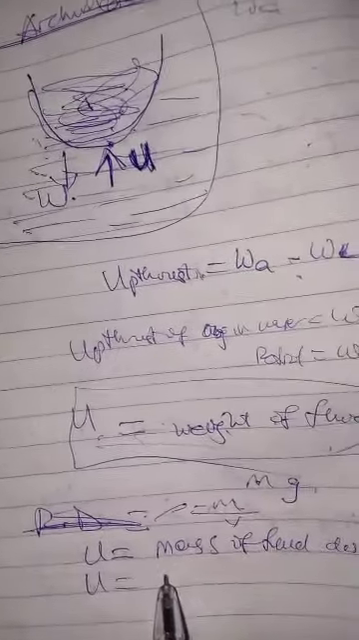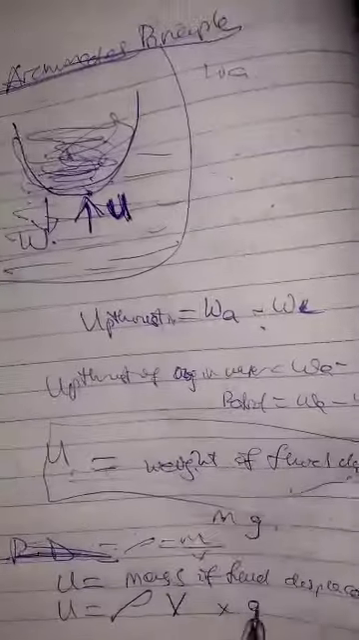Then upthrust is what? What's the formula for mass? Density is equal to mass over volume. Mass is what? Density times volume. So you have rho V times what? Times g. So this is it: density times volume times g.